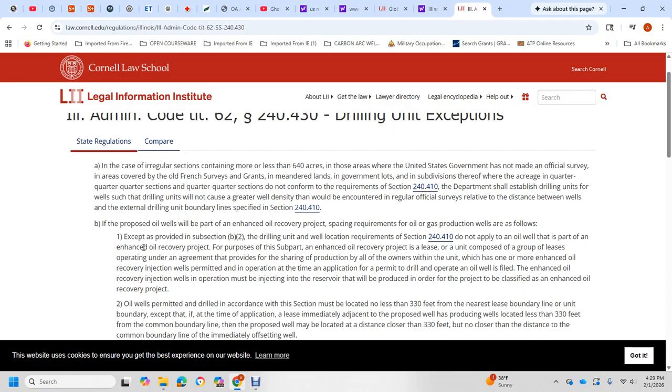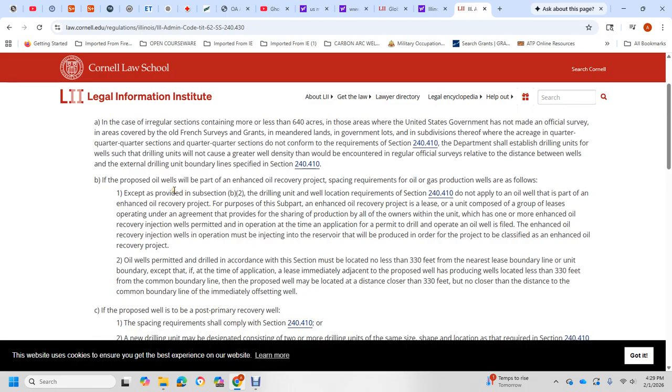The department established the drilling unit with the well density, the regular official survey, and the relative distance between the wells and the external drilling unit boundary line specified in 244.10. If the proposed oil well is part of an enhanced oil recovery project, the requirements for oil and gas production wells, as provided in subsection B2 of the drilling unit well location subsection 244.10, do not apply to an oil well as part of the enhanced oil recovery project.